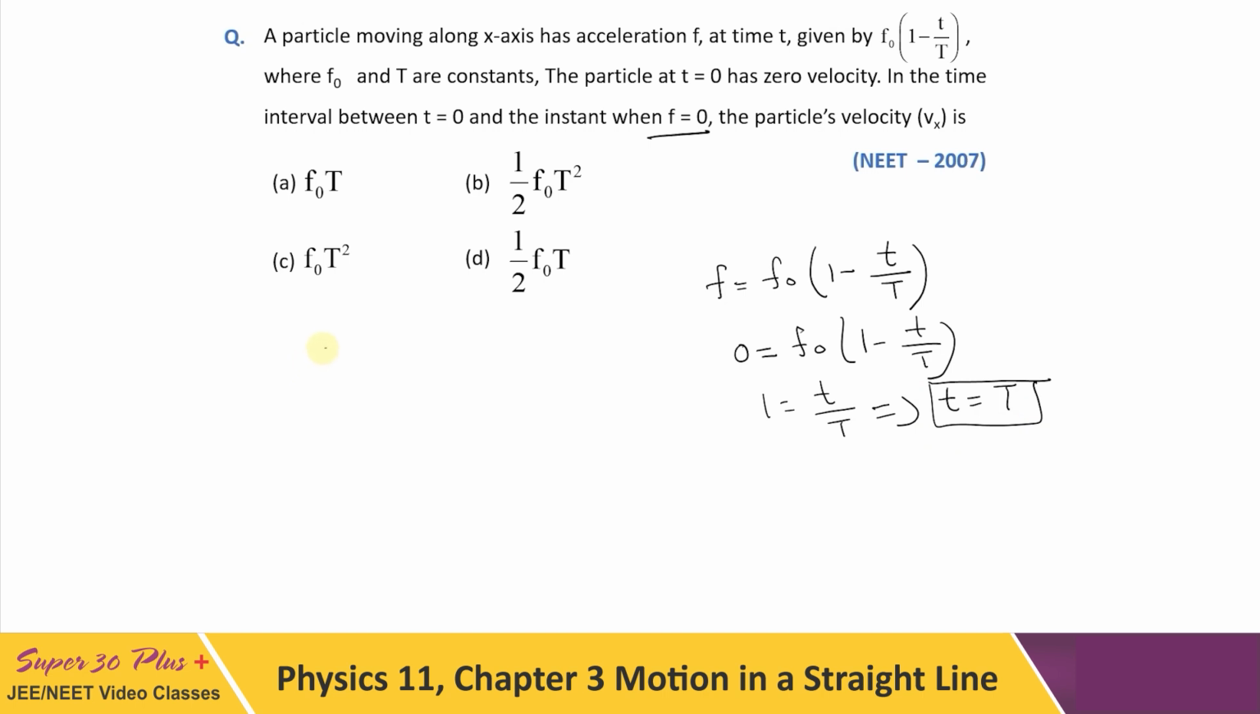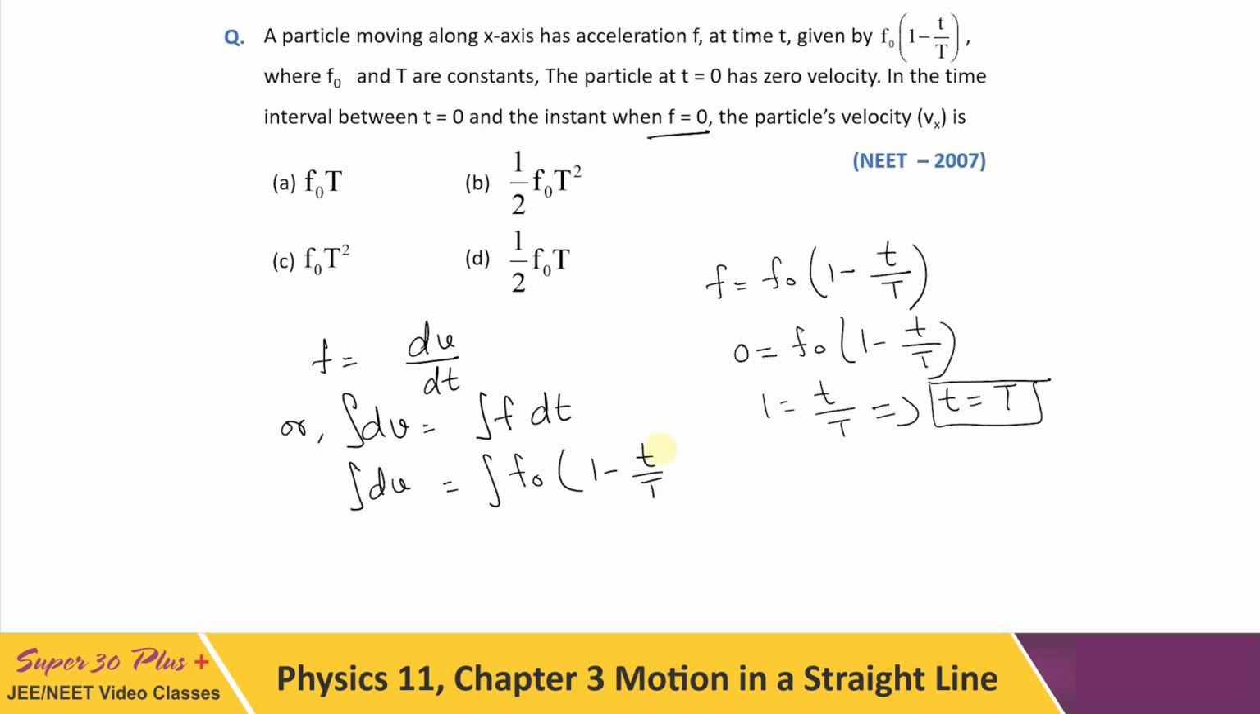Now acceleration can be written as dv by dt, or we can say dv is equal to f dt, and then integrate both sides to check the change. This dv will be, substituting the value of f here, f naught into 1 minus t upon T dt, and it has to be within the limits 0 to capital T, because it is asking when acceleration has become 0 and that time is equal to capital T. So now integrate and put the limits. We will get f naught into t minus t square by 2T within the limits 0 to T.